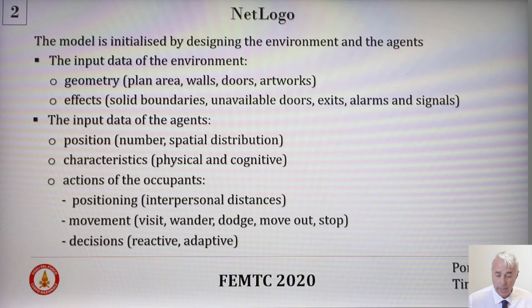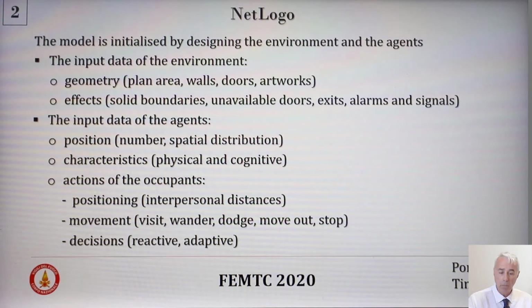The model, that is NetLogo, is initialized by designing the environment and the agents. Thus, the input data of the environment deal with geometry and effects, while the input data of the agents deal with the position, the characteristics, and the actions of the occupants. The input data of the environment for the geometry are, for instance, the plane area, the walls, the doors, the archways, and the effects of the environment: the solid boundaries, unavailable doors, exits, alarms, and signals.